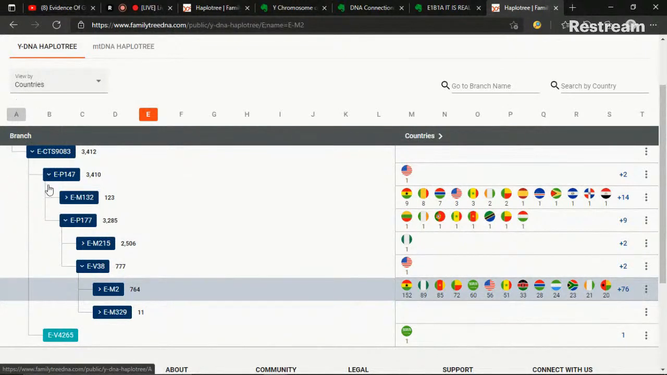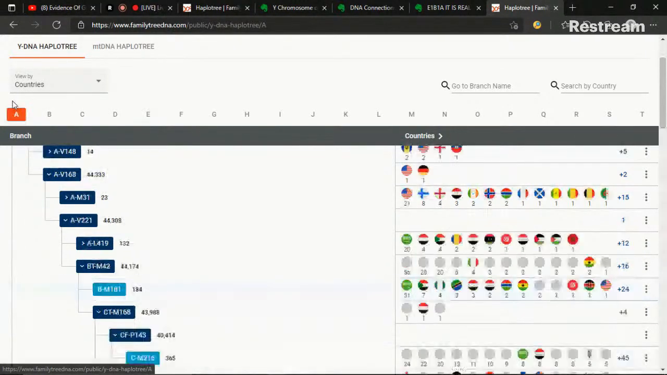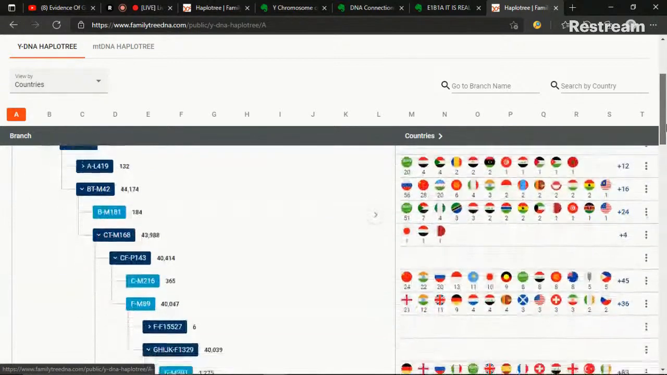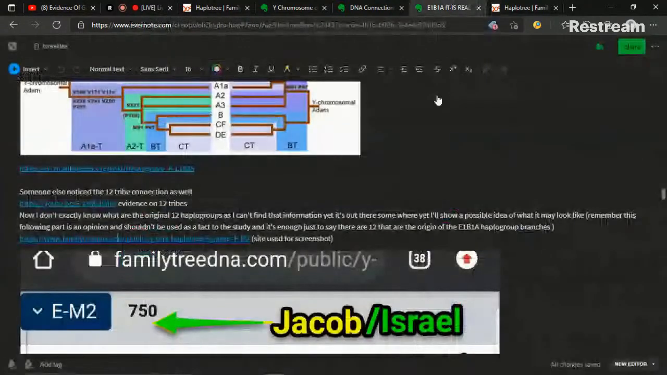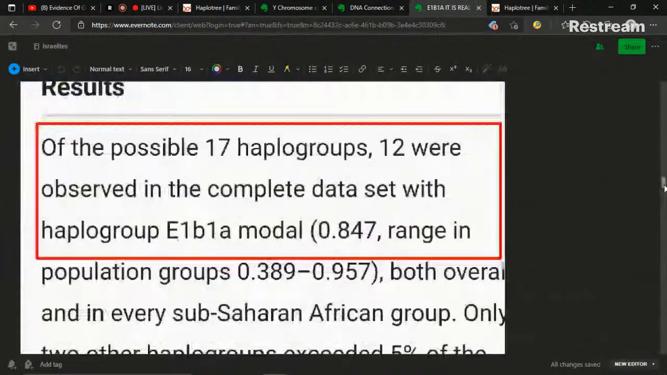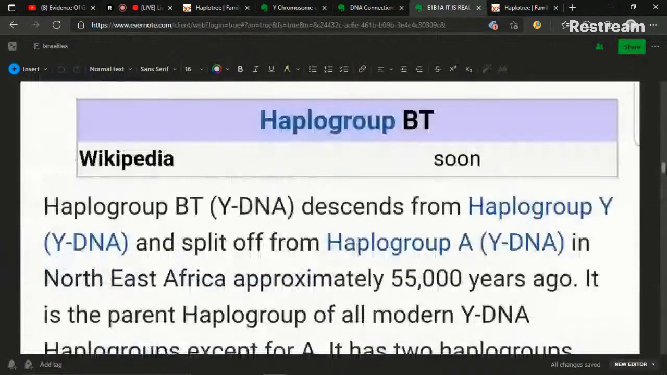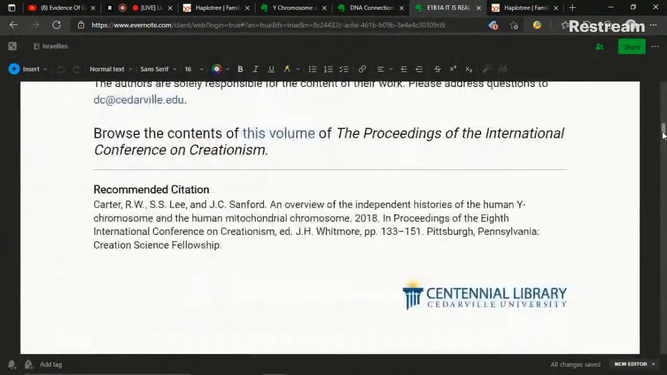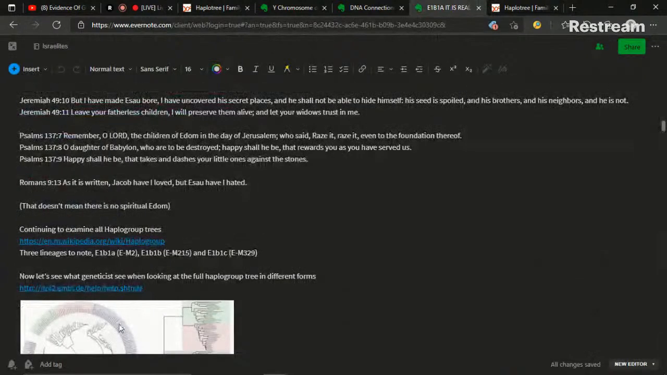Let's go to A. I'm going to show you the full tree so we can see that. So CT, you see CT right there. The reason I'm showing you CT is because genetically there are 3 splits in this family tree. I'm going to show you what geneticists say, because it's important to know these 3 different types of charts.